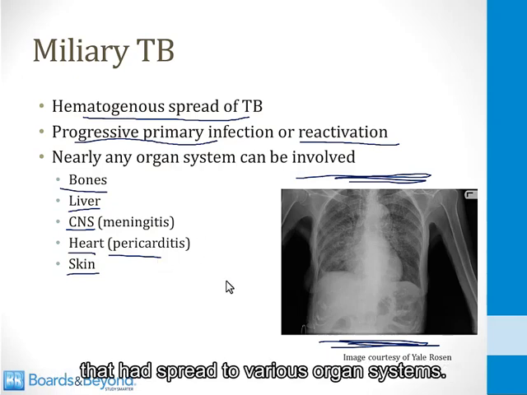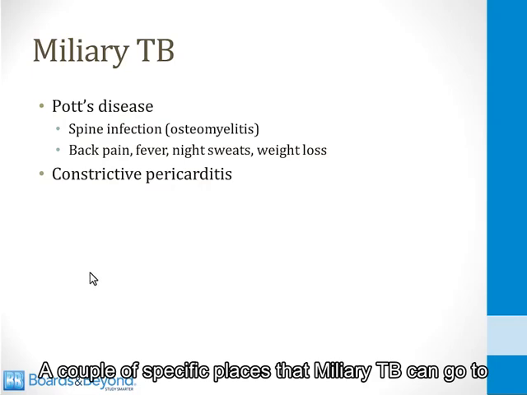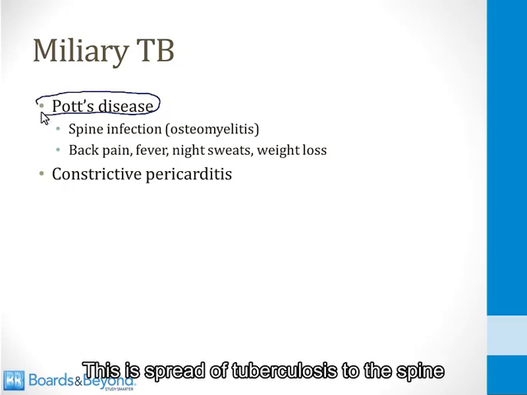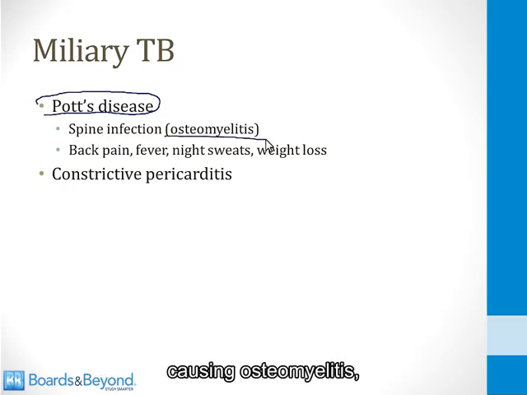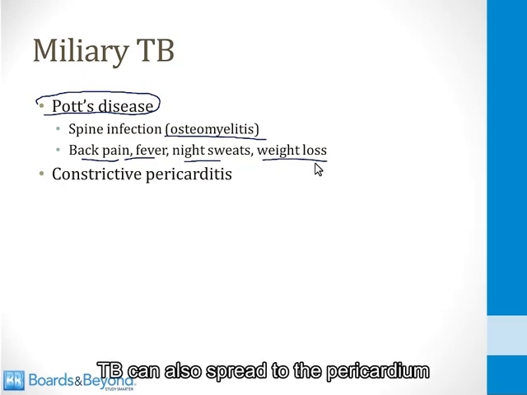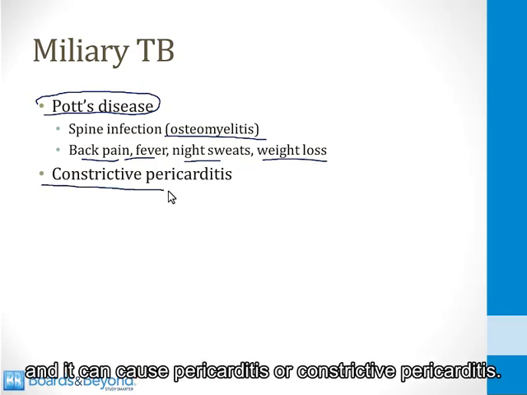A couple of specific places the miliary TB can go to that you should know about are, first of all, Pott's disease. So this is spread of tuberculosis to the spine, causing osteomyelitis. And patients with Pott's disease have back pain and fever and night sweats and weight loss. And TB can also spread to the pericardium, and it can cause pericarditis or constrictive pericarditis.